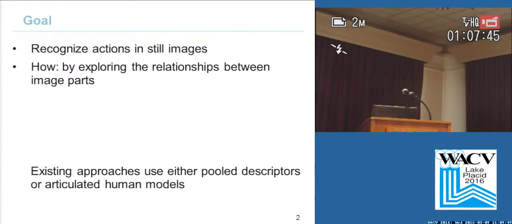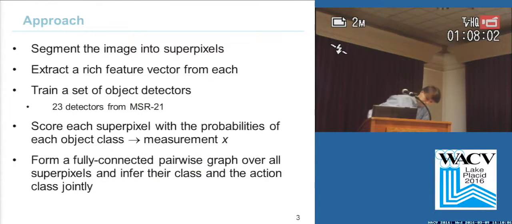The way we intend to do that is by exploring the relationships between the various image parts. Most of the existing approaches categorize either as using some kind of aggregated descriptors or feeding articulated human models. Our approach divides over the following stages.